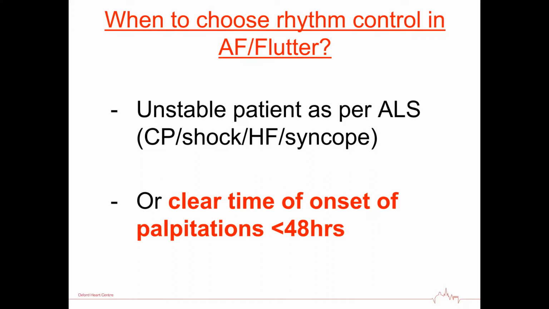When to choose rhythm control over rate control, and this is the same for fibrillation or atrial flutter. So if you have an unstable patient, as per the algorithms we looked at earlier, i.e. they've got ongoing chest pain, they're shut down peripherally or centrally, with a low blood pressure, low urine output, they're in crushing heart failure, or they're having recurrent blackouts in front of you.